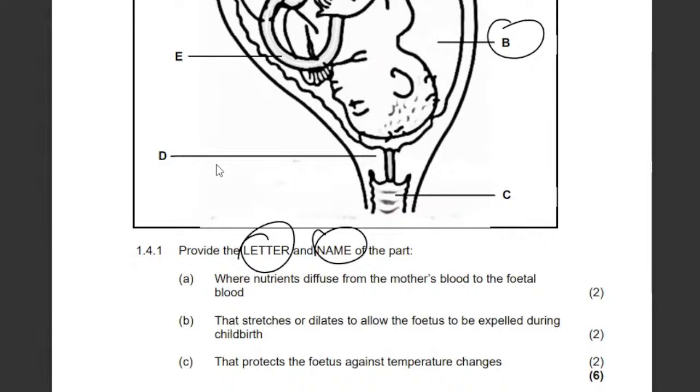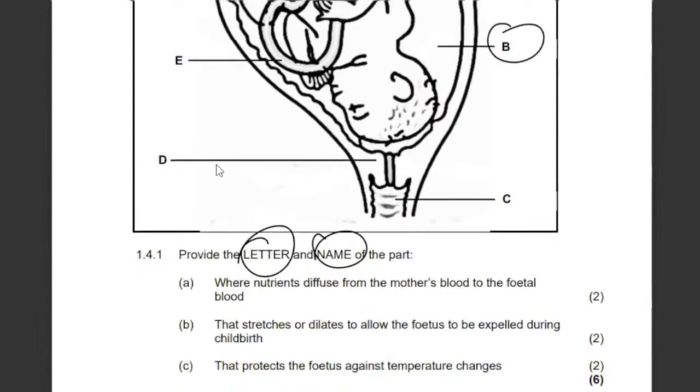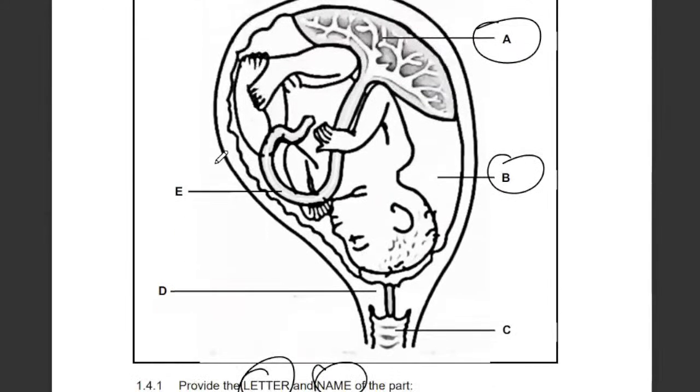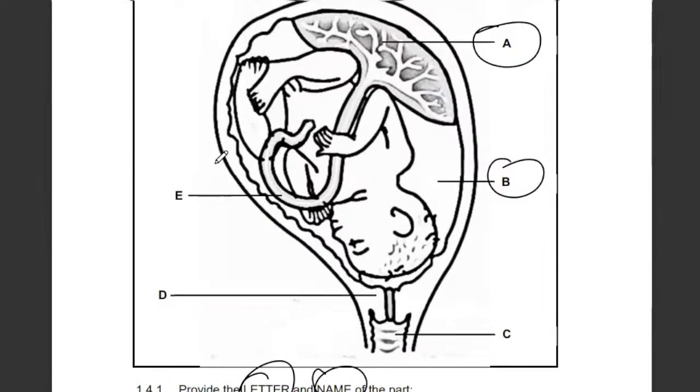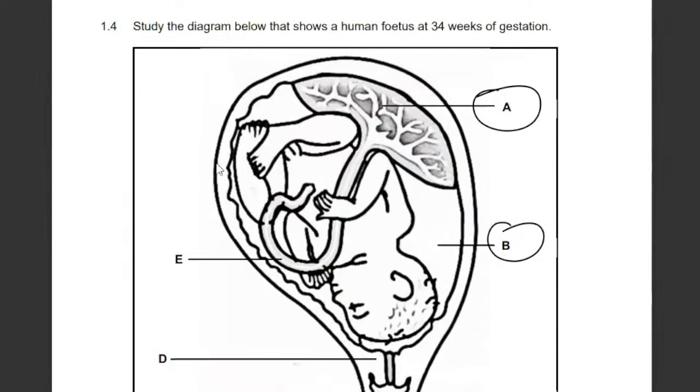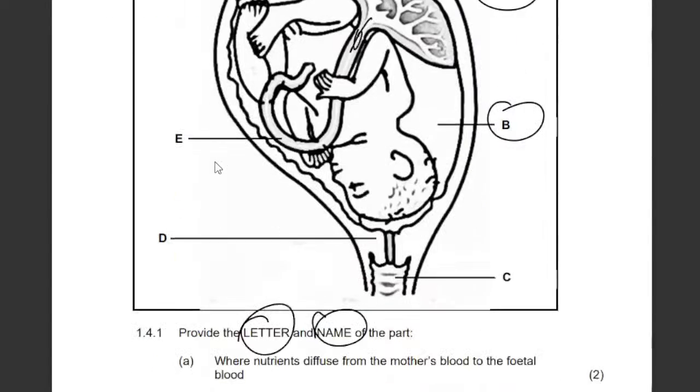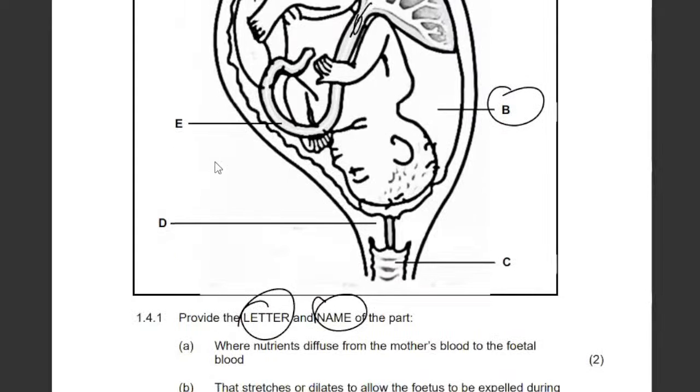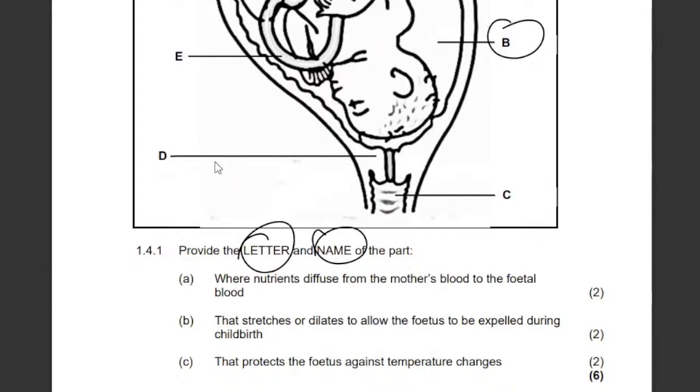They're saying where nutrients diffuse from mother to the fetus. So the nutrients diffuse from the mother to the fetus here. So it means that is A, and then the answer is placenta. And they are saying that they stretch or dilate to allow the fetus to be expelled during birth.